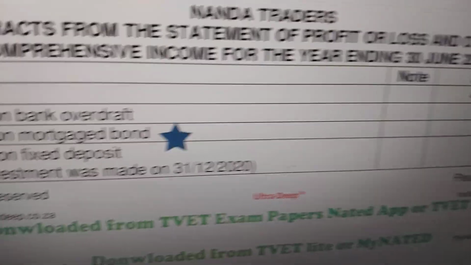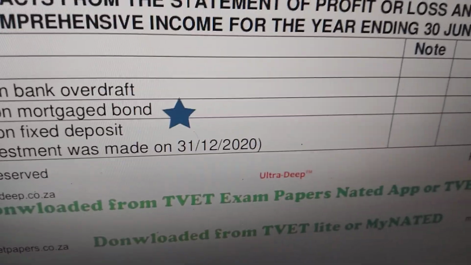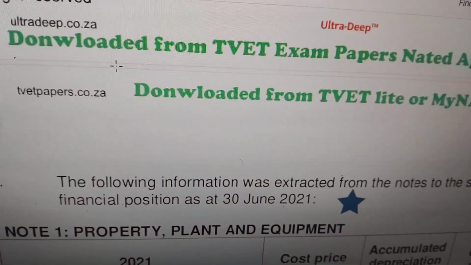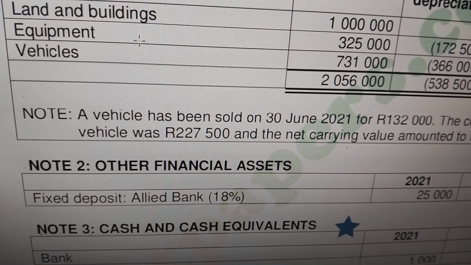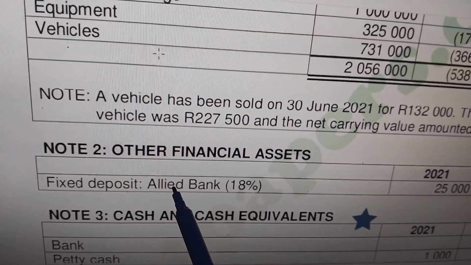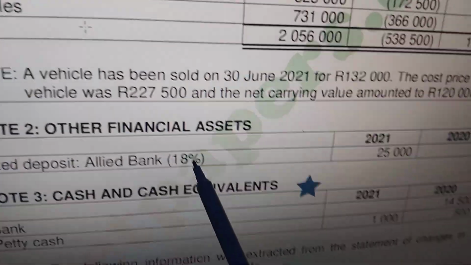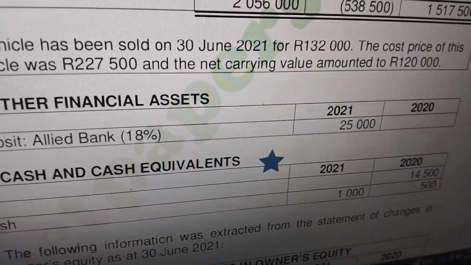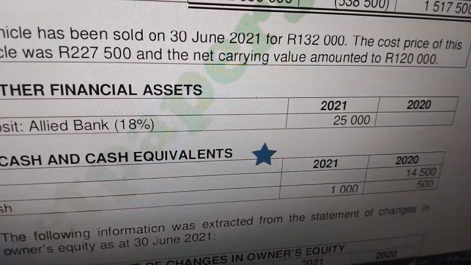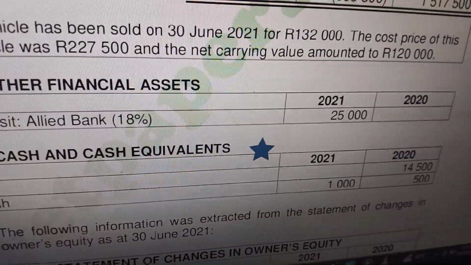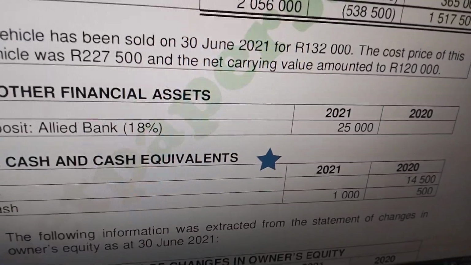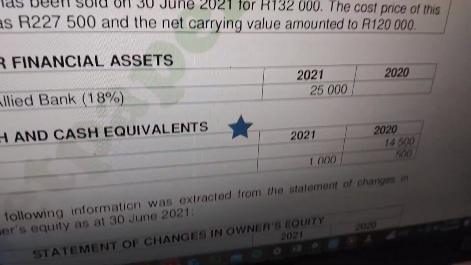So what we will need to understand is the interest percentage and the amount that we invested. So let's go and look for the amount that we invested. Note 2, fixed deposit, Allied Bank, 18%, 25,000. Our financial period ends in June, and we made the fixed deposit, the investment, on the last day of December. Yes.